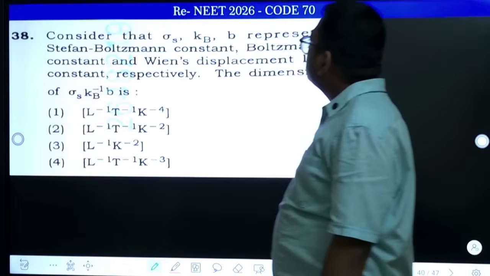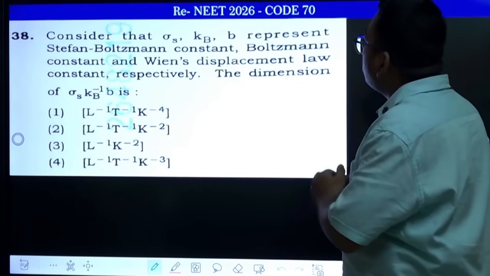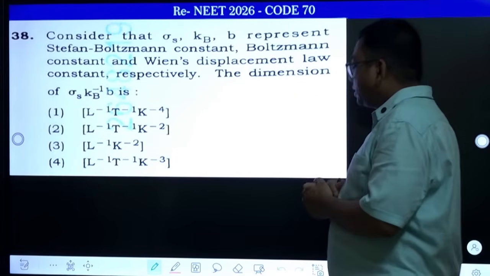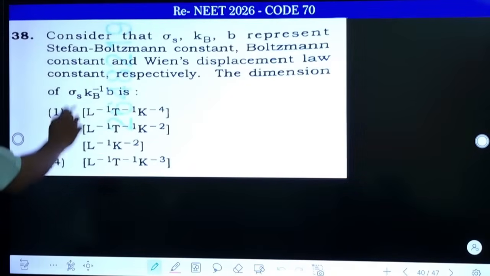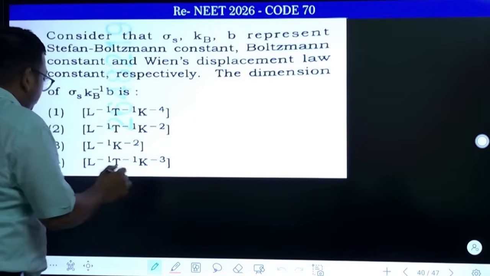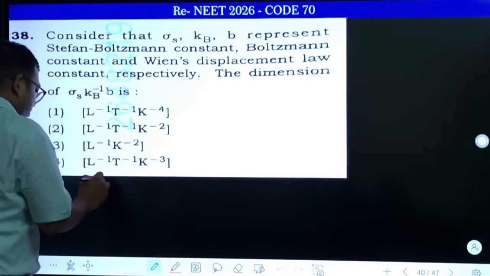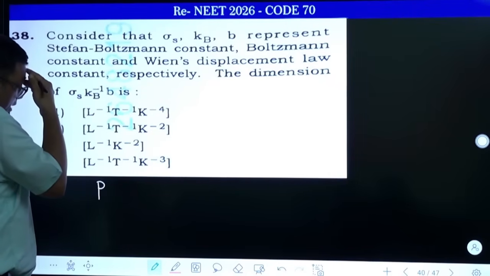Let us move next. Consider the Stefan-Boltzmann constant and Wien's displacement law; we have to think about their dimensions. So what is this? Where does this come in? Stefan-Boltzmann law. What is the Stefan-Boltzmann law? That is for power, right? Power. Power is what?